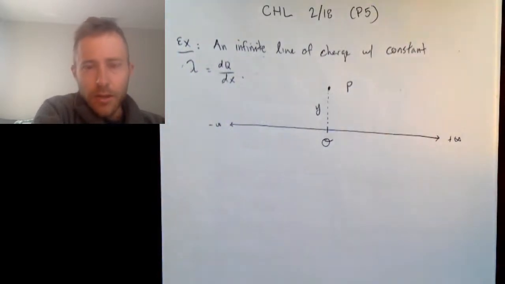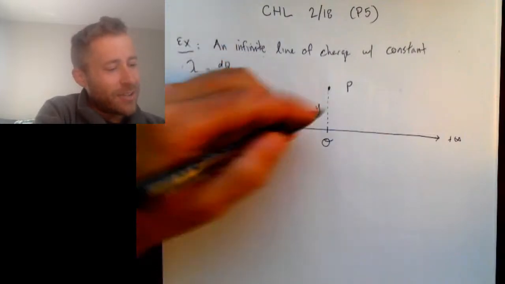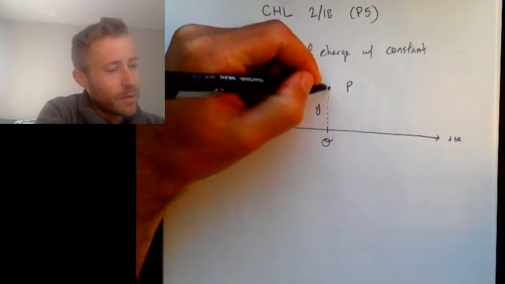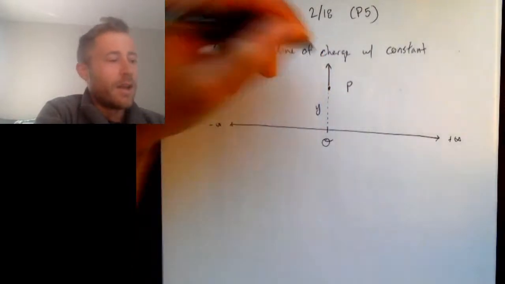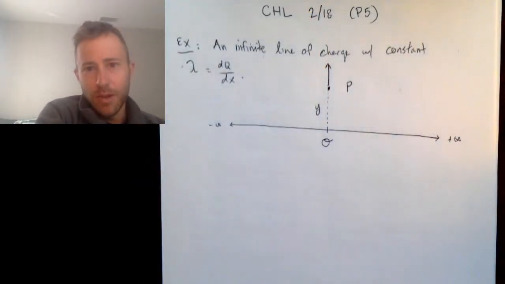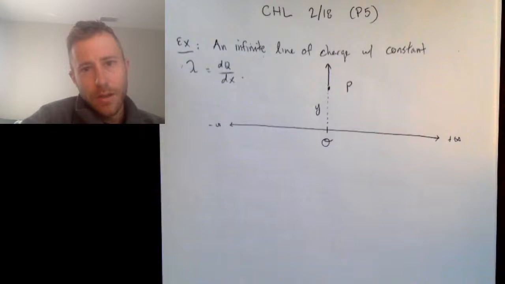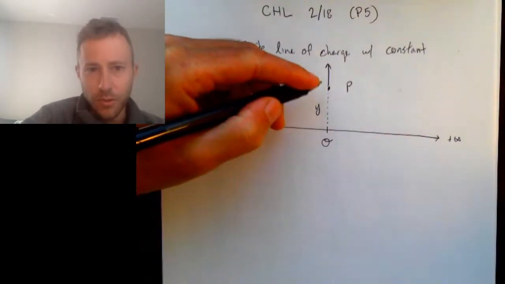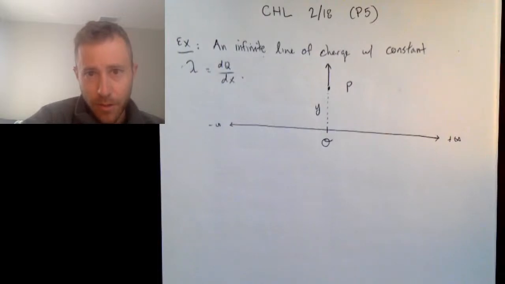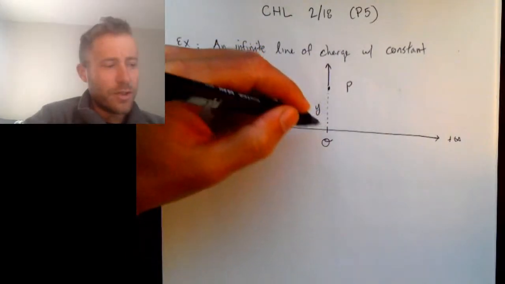Okay. Now, if we think about it, which way does the electric field due to an infinite line of charge point? Okay. Which way does it point? And it turns out that the electric field at point P has to point in the positive y direction. Okay. And the reason why is because of symmetry. Okay. So let's try to understand that.